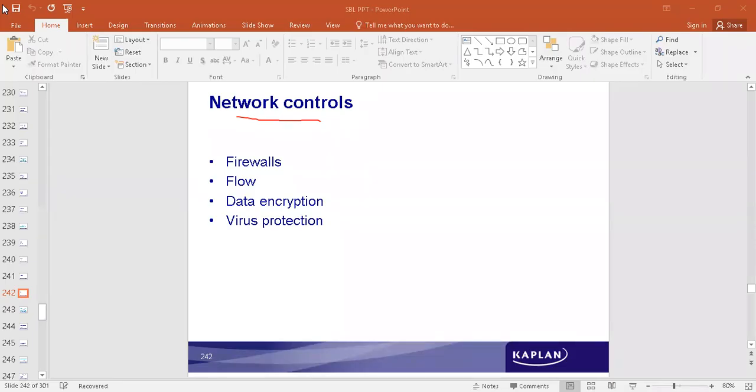Virus protection: if there is any virus that is injected into the system, that will contaminate the data and then cause some trouble. So to protect that, they can have antivirus software installed into the systems. So the attack from the virus can be protected because of antivirus software. So these are about the network controls.